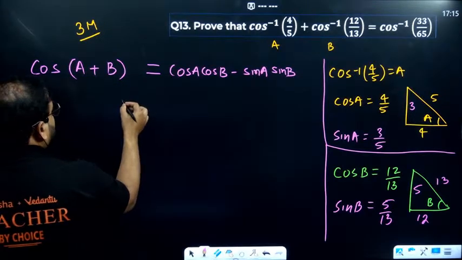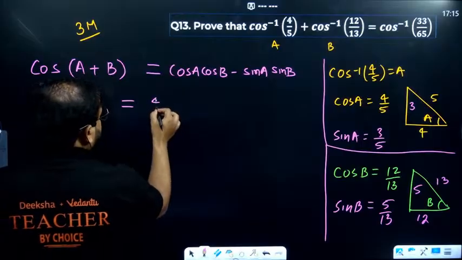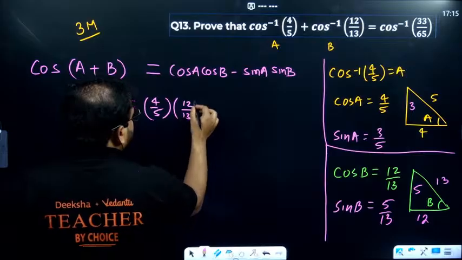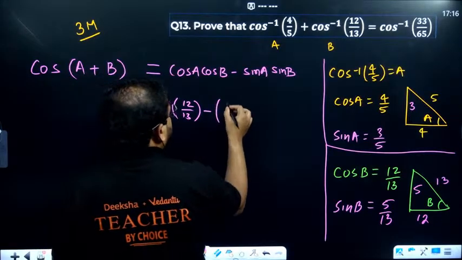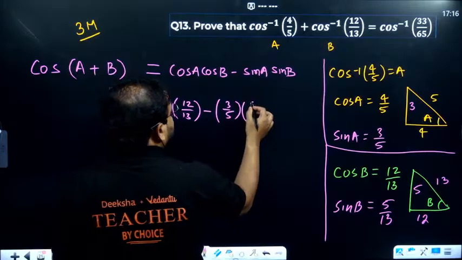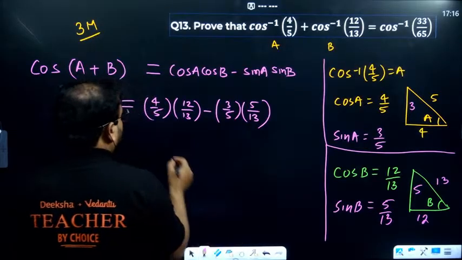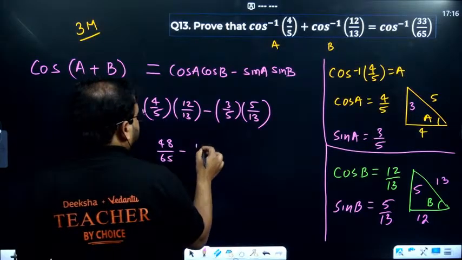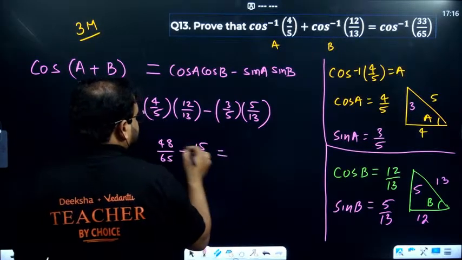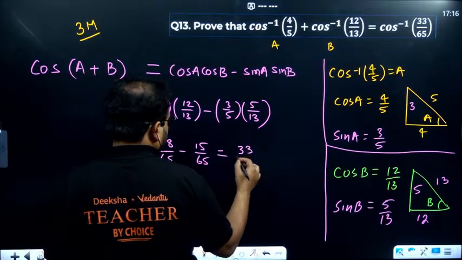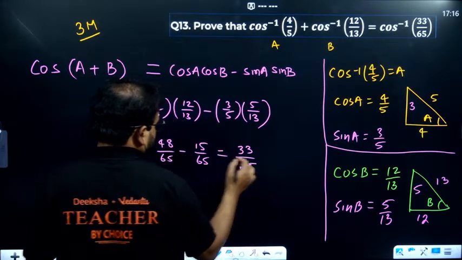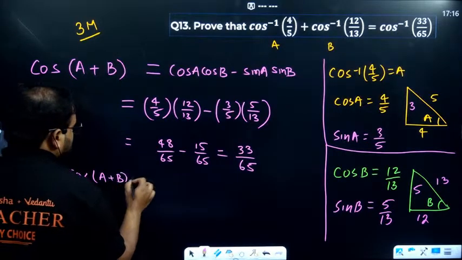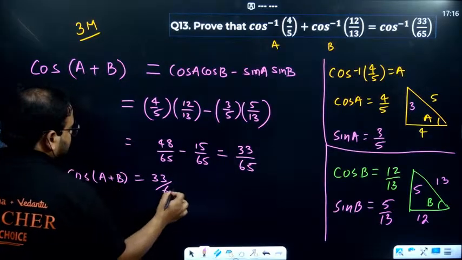Okay, great. Continue, please. Cos of A is how much? 4 by 5. Cos of B is 12 by 13, minus sin of A is what? 3 by 5, and we have this as 5 by 13. Multiply, you get 12 fours are 48 by 65, 5 threes are 15 by 65. Difference of this is how much? 33. So I'm getting over here cos of A plus B is equal to 33 by 65.